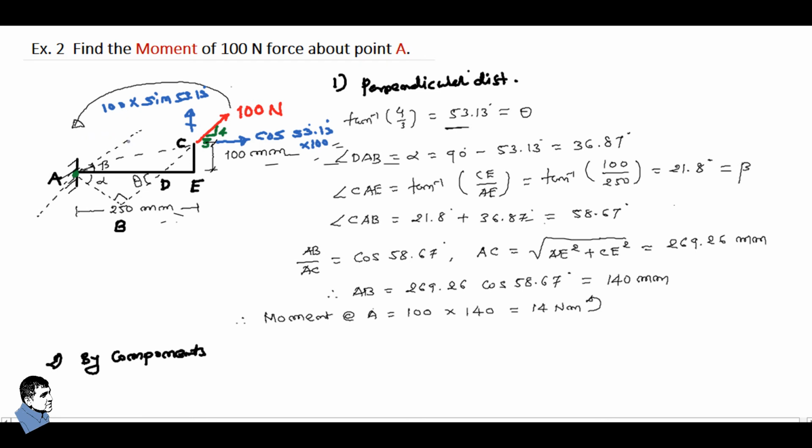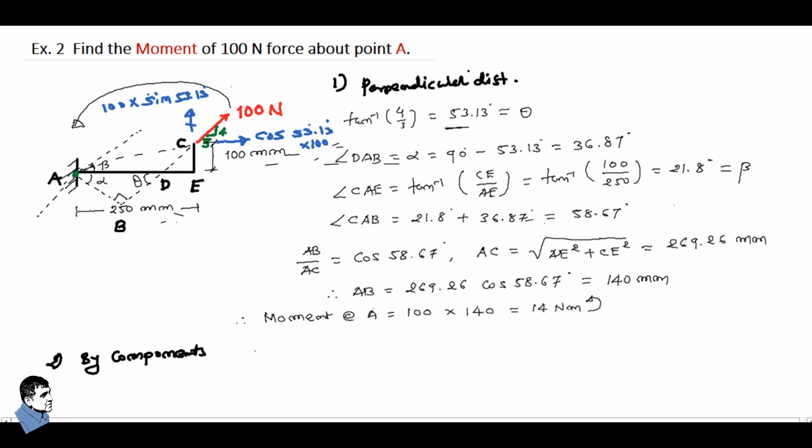Also, the perpendicular distance available between this vertical force and the line of the point is 250 mm, and with the horizontal, it is 100 mm. So we can use both the force and the perpendicular distance, as well as this force and the perpendicular distance, so we can easily calculate the moment generated about point A due to that force. So we take the components one by one.